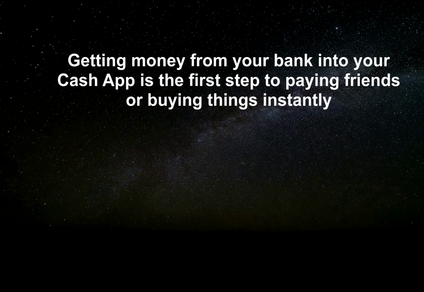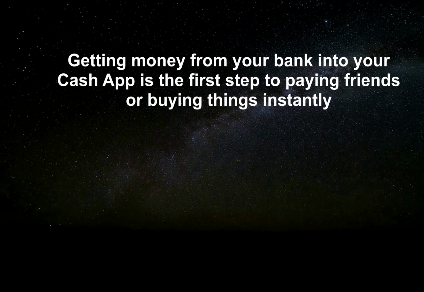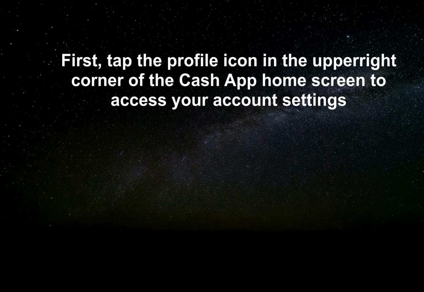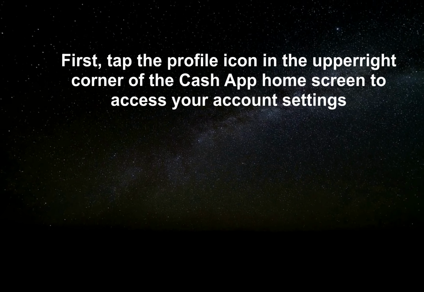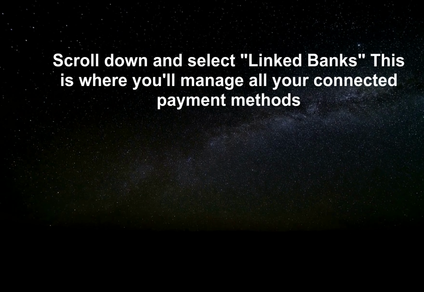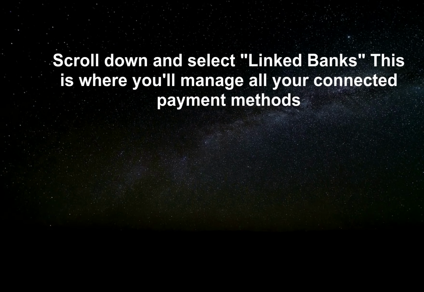Getting money from your bank into your Cash App is the first step to paying friends or buying things instantly. First, tap the profile icon in the upper right corner of the Cash App home screen to access your account settings. Scroll down and select Linked Banks. This is where you'll manage all your connected payment methods.